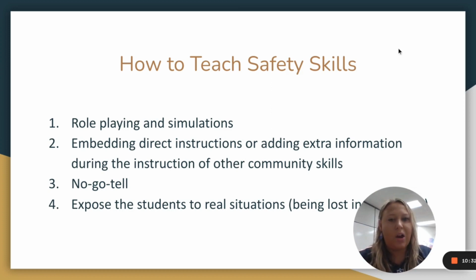And then also exposing the students to real situations. So if the student's comfortable or semi-comfortable, it could be a good idea to put the student in a situation in the school where they are safe, but might not know a way to get back to the classroom. And so they need to try to learn, assisted maybe, how to get back to the classroom and learn how to use surroundings when they are lost.